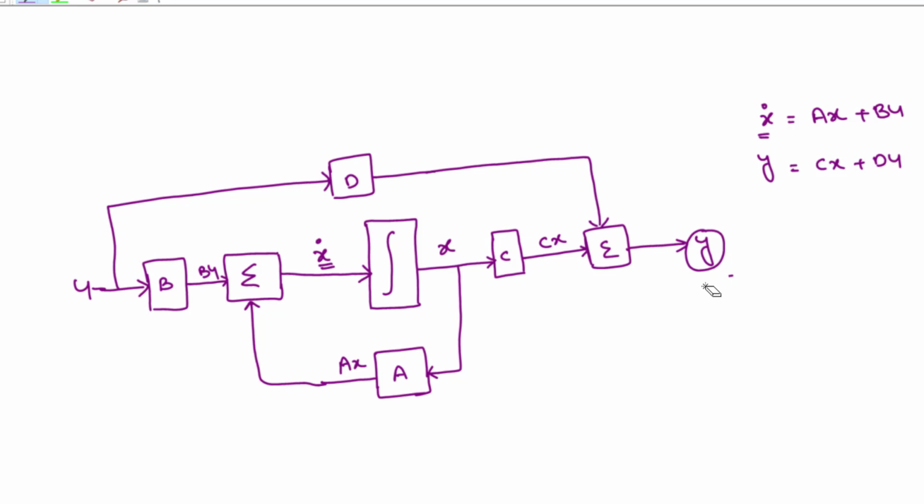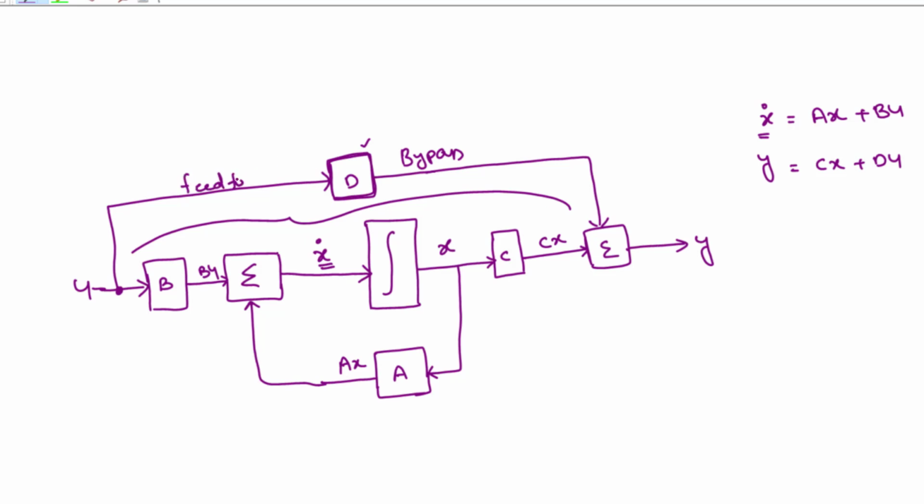Now, the important thing that you need to understand is about D. This D information does not depend upon any of the system parameters. It does not depend upon integration or summation. It is completely bypassed. This is called the bypass information. You directly take it from u and put it to the summation, which is what we are calling the feed forward matrix. So we are directly taking the input and adding it to the output.